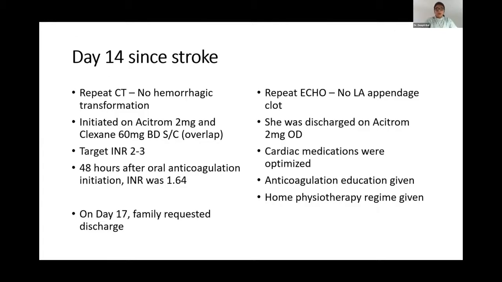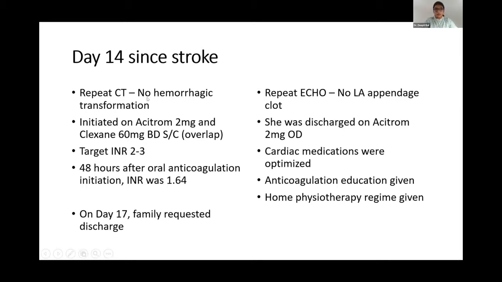Now we come to day 14 since stroke. Since this was a high risk cardiac lesion, being a severe mitral stenosis with a dilated LA size of 4.2 centimeter with atrial fibrillation and a LA appendage clot, this is a patient who was a candidate for anticoagulation. So according to the guidelines, we repeated CT at day 14, which did not show any hemorrhagic transformation.